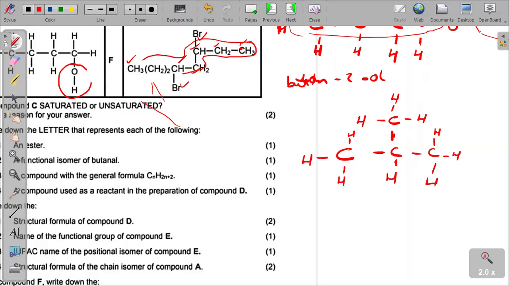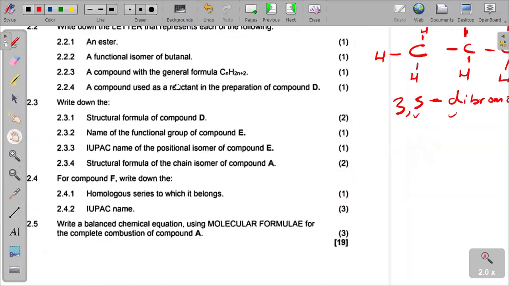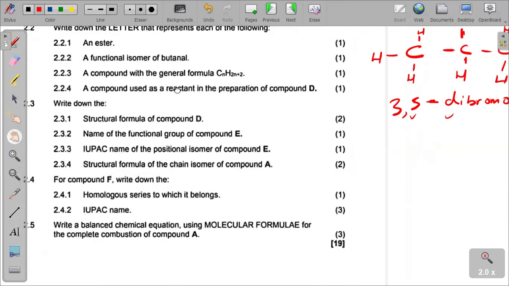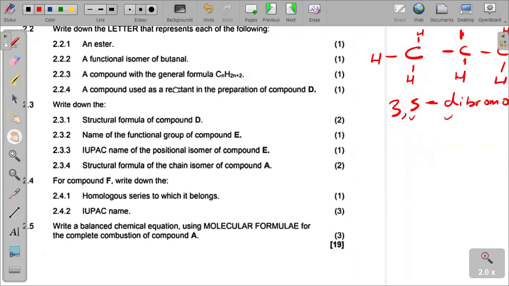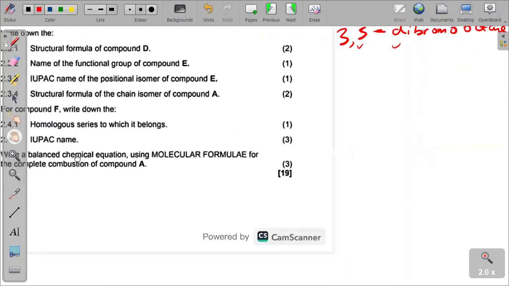So let's write the name down. That's 3,5-dibromooctane. That becomes our name. Remembering that between every number and the letter, we must place our hyphen. And so there it is, that's our name. Then write down the balanced chemical equation using molecular formulae for the complete combustion of A.